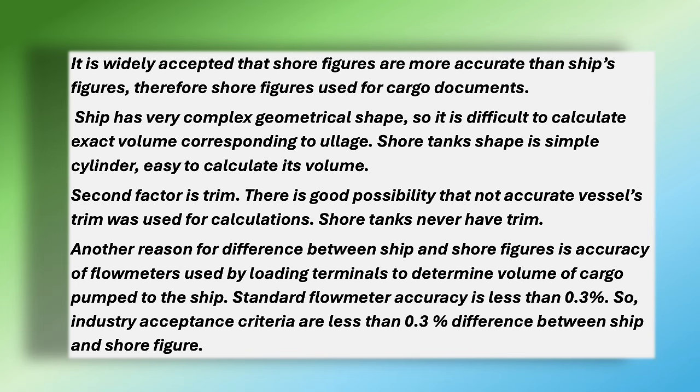The second factor is trim. There is a good possibility that inaccurate vessel trim was used for calculations. Shore tanks never have trim. Another reason for the difference between ship and shore figures is the accuracy of flowmeters used by loading terminals to determine the volume of cargo pumped to the ship. Standard flowmeter accuracy is less than 0.3%. So, the industry acceptance criterion is less than 0.3% difference between ship and shore figures.